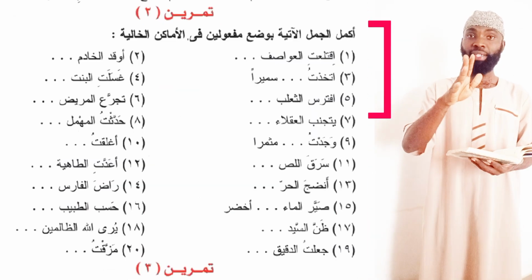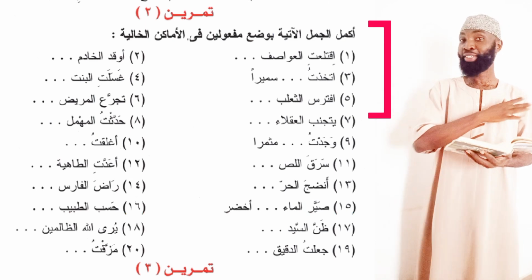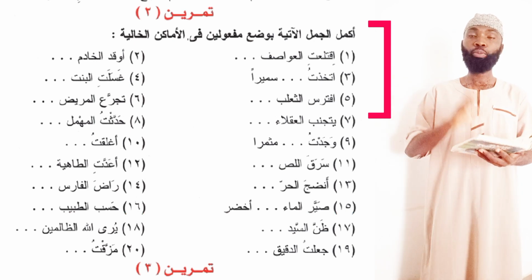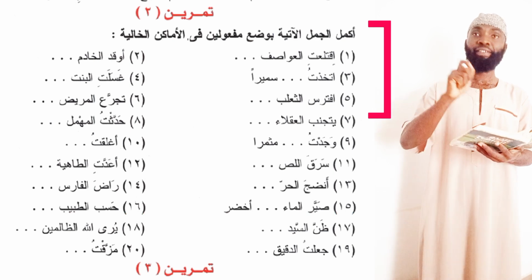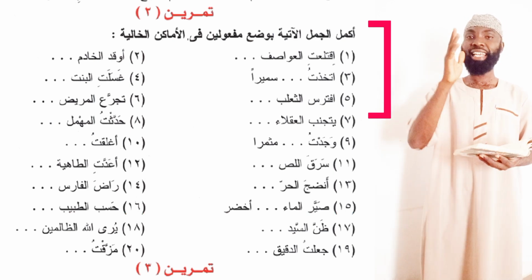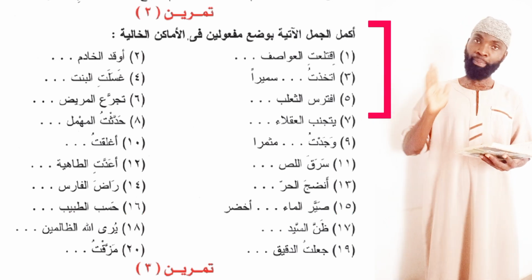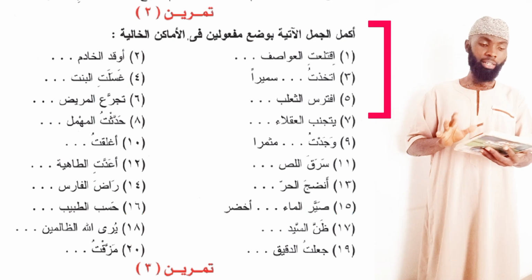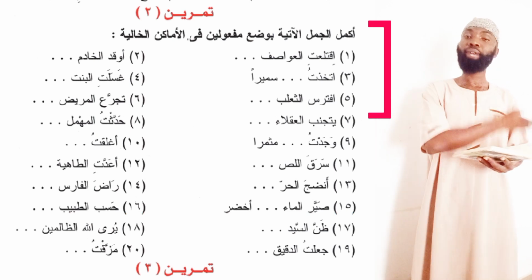Tamrin al-thani, from this second exercise, we will pick just one and solve from each of them. Then you can solve the remaining because we have taught this topic thoroughly. The first one says, Akmil al-Jumal al-Atiya, complete the following sentences بوضع مفعولين في الأماكن الخالية, by placing objects in the blank spaces. The first one says اقتلعت العواصف, so we simply say اقتلعت العواصف الأشجار. Now you can solve the remaining by yourself. Okay, number two, أوقد الخادم, I will say أوقد الخادم المصباح.